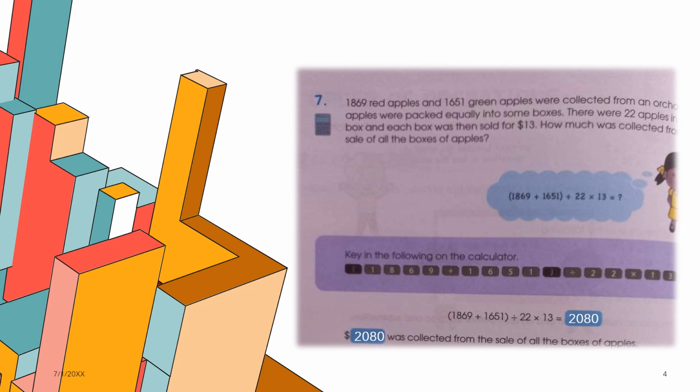And finally, we will multiply that number by 13, which gives us the total sales amount, which is $2080. So $2080 was collected from the sales of all the boxes of apples.